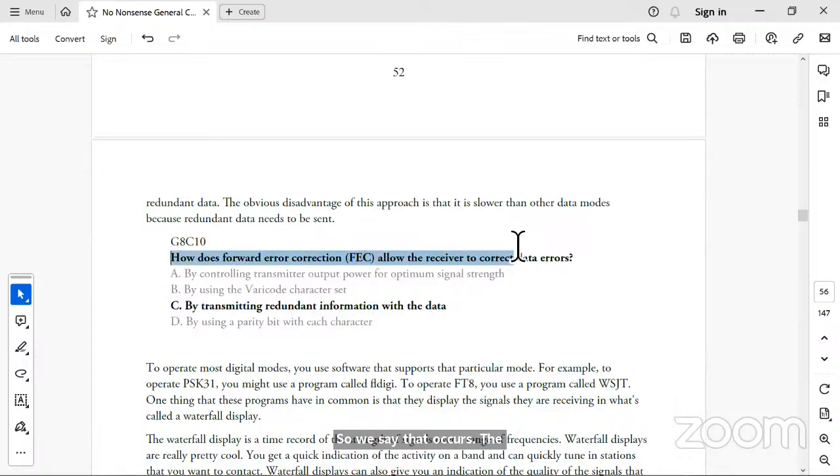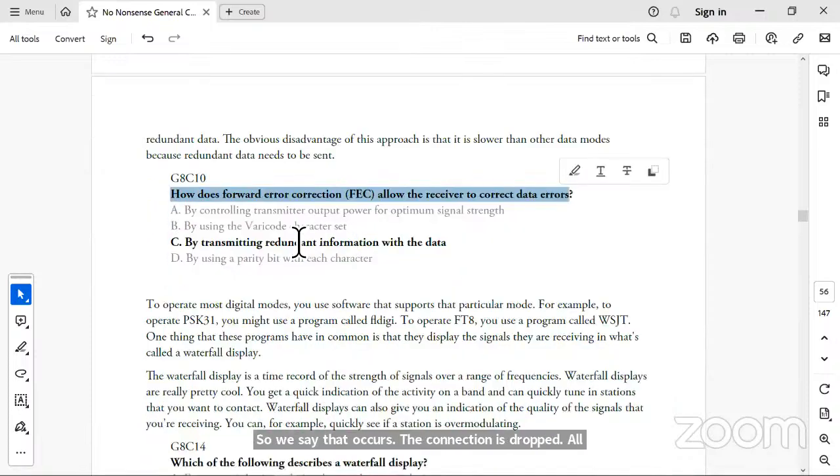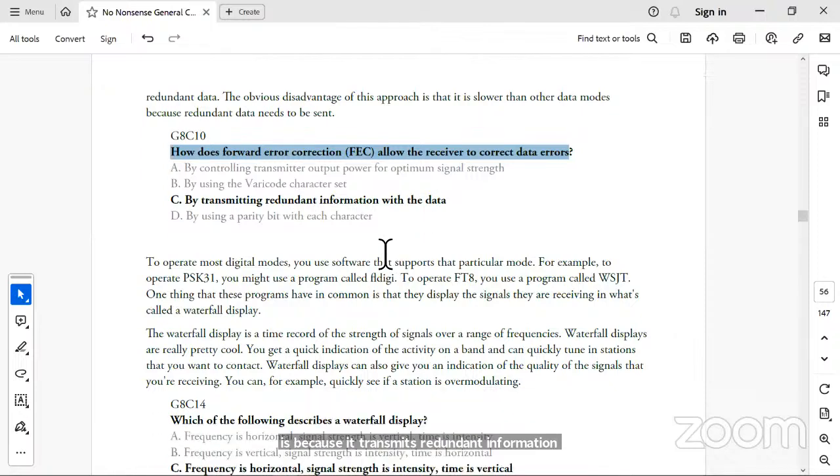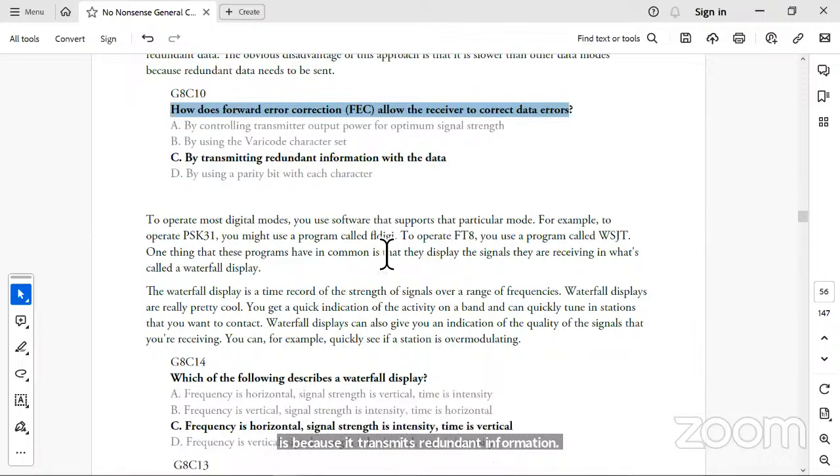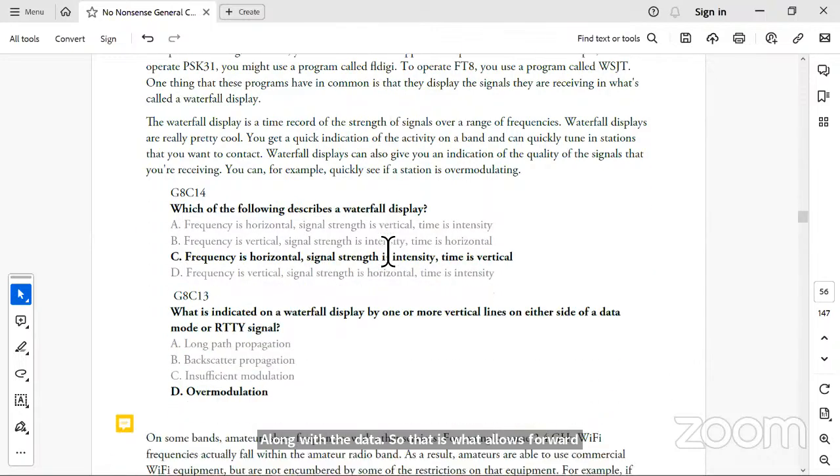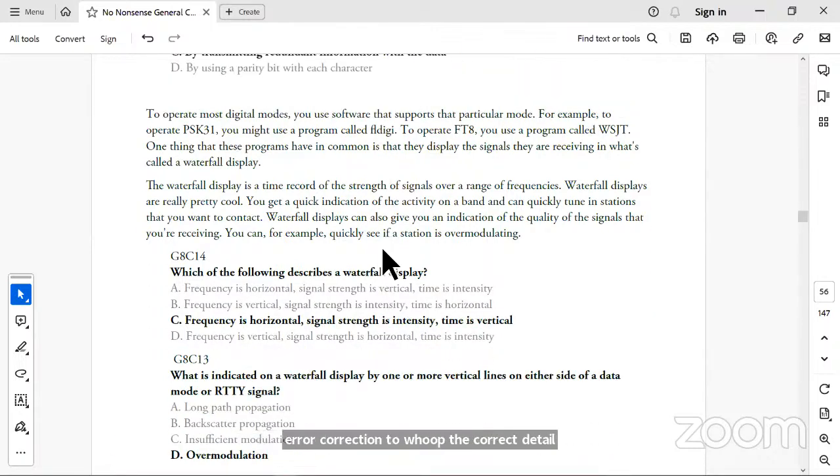All right. Couple more questions, folks. How does forward error correction, or FEC, allow the receiver to correct data errors? Well, how it does it is because it transmits redundant information along with the data. So that is what allows forward error correction to work, to correct data. All right, so you don't get something for nothing, right, folks?